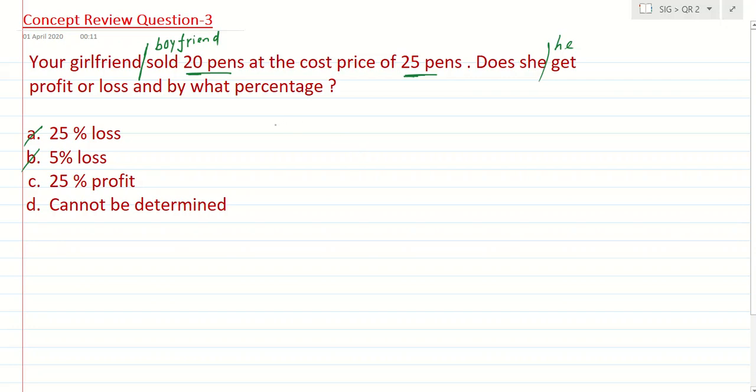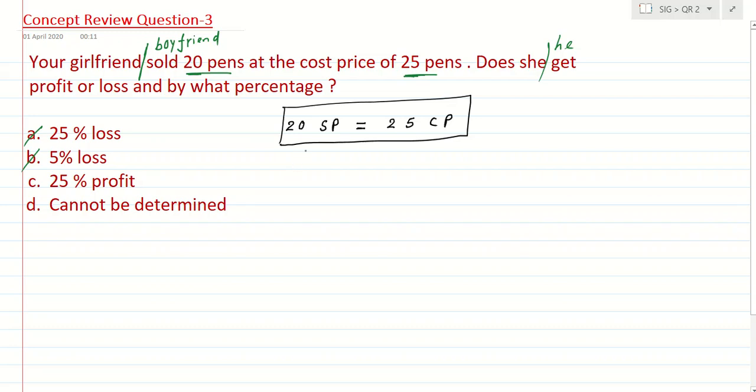So can I write it in the simplest way? If you see on the screen, I need your complete concentration on the screen, everyone. So 20 SP, can you say 20 SP? SP means selling price, which must be equal to 25 CP. Any doubt? Yes or no? Super.